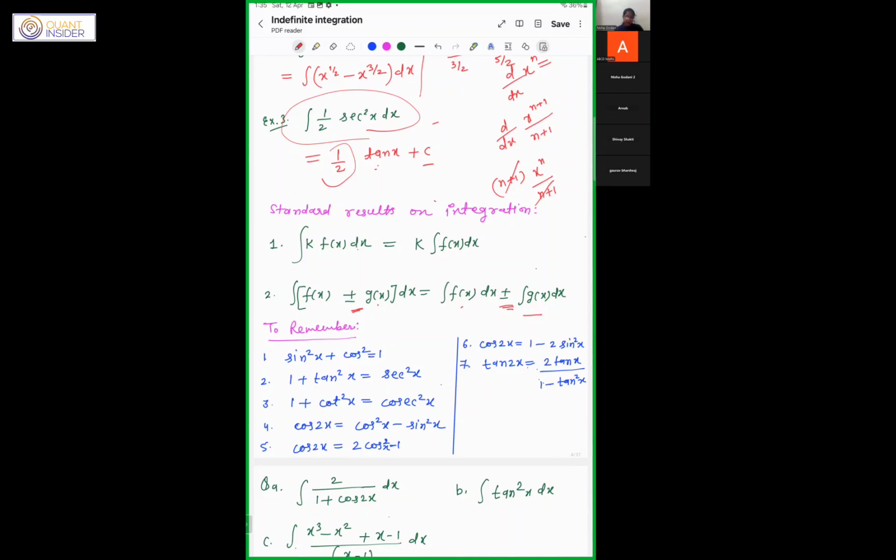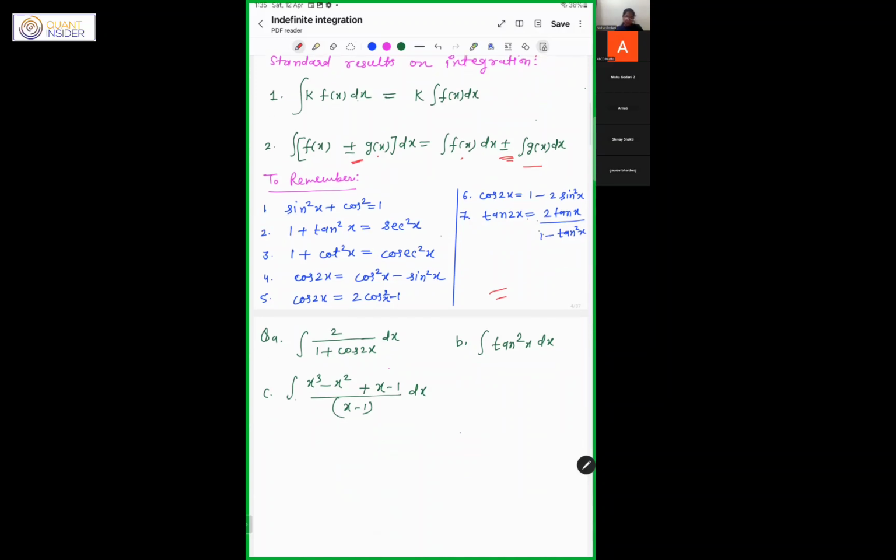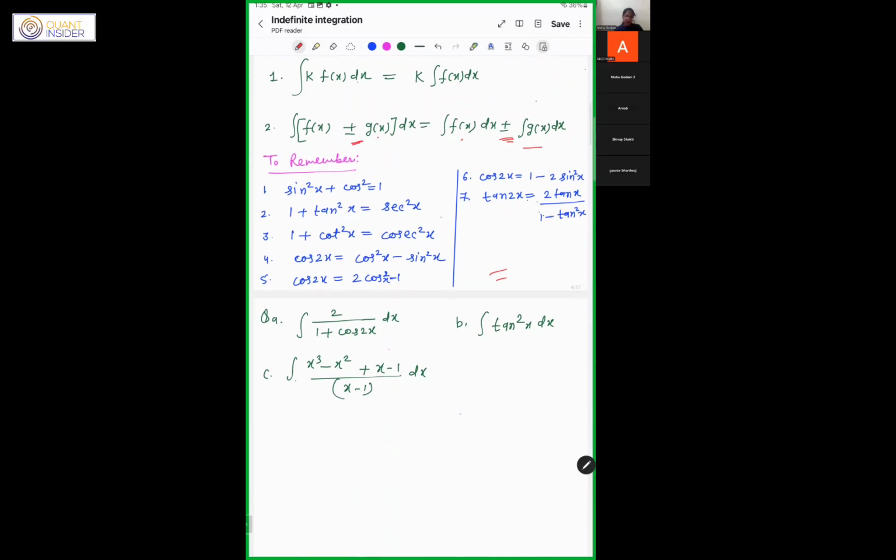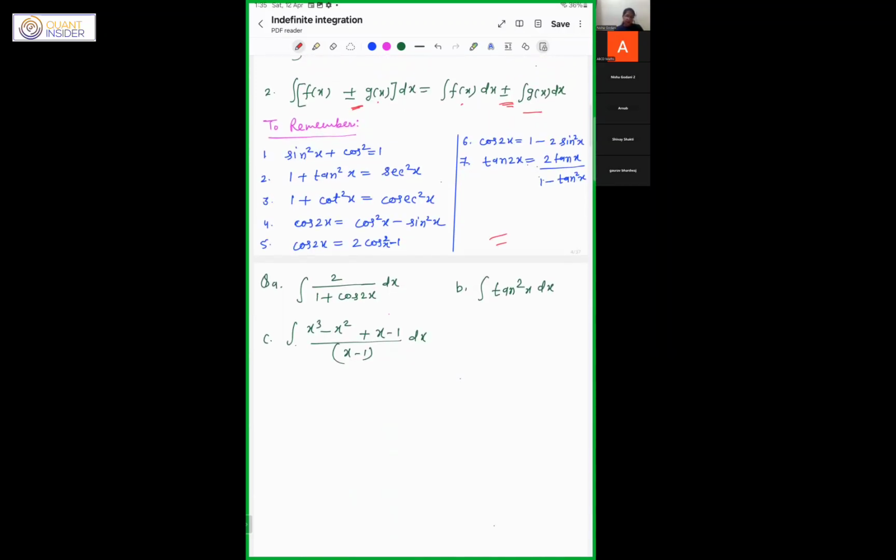Okay, now these are some trigonometric identities, so you must know all of these. Now there are some examples. Let's do this first question. In this, you have the integral of 2 upon 1 plus cos 2x dx. Okay. Now you have to find the integration of this function.